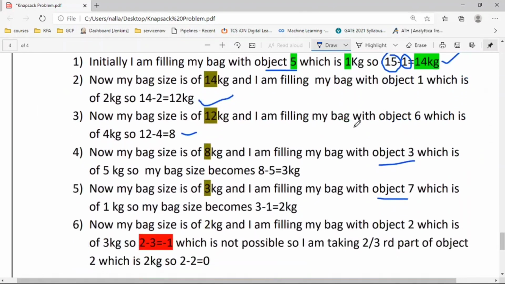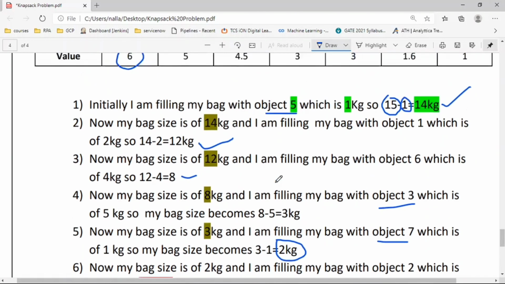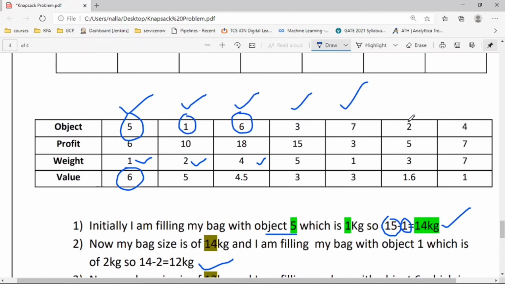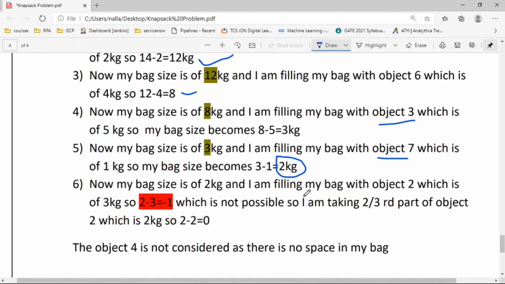After filling object 7, my bag contains only 2 kgs of space. After this 7, what is the next object? Nothing but object 2, and the weight of object 2 is 3. So see what will happen. I can't fill my bag with a 3 kg object. Why? Because my bag contains only 2 kgs. I cannot keep inside an object which is 3 kgs.